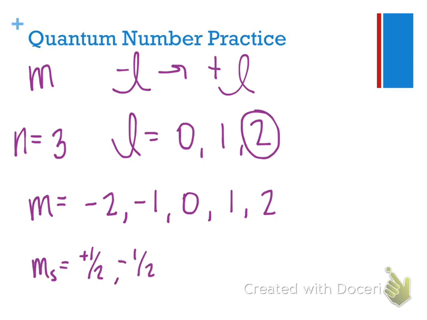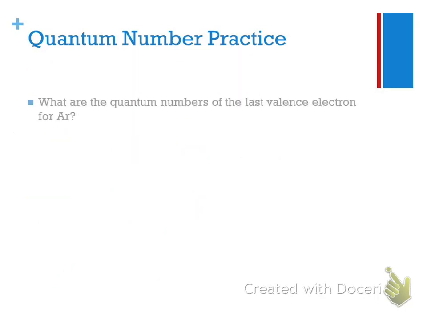Okay, this is all the options for each quantum number, which we would never give all the options. But I'm going to show you how we start narrowing it down now. How can we start narrowing it down? How do we locate the exact electron? So let's start with one here. Let's find the quantum numbers for the last valence electron in argon.